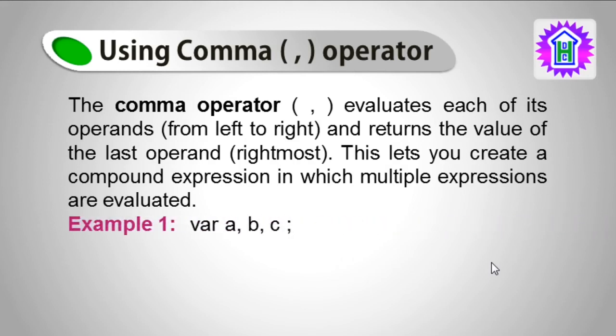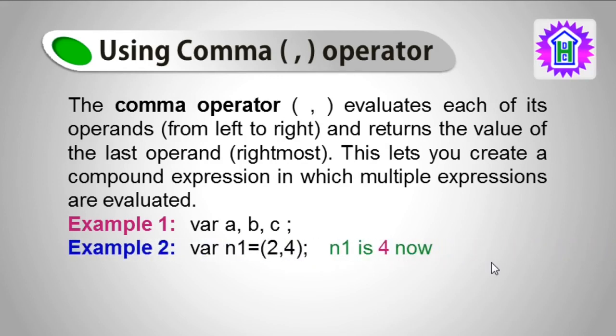Example 1. Declaring three variables using the comma operator in a single line. var a comma b comma c followed by a semicolon. Remember, the semicolon is not mandatory.